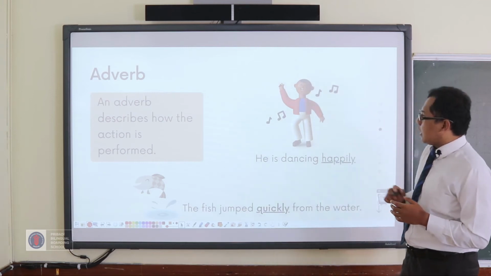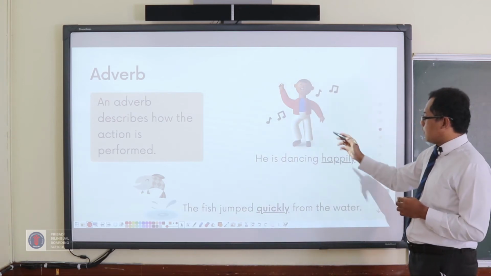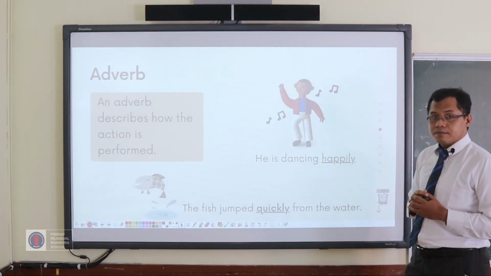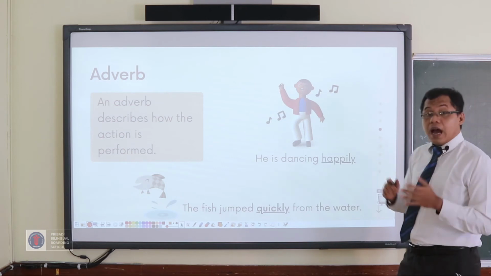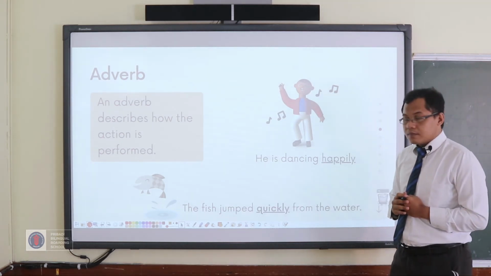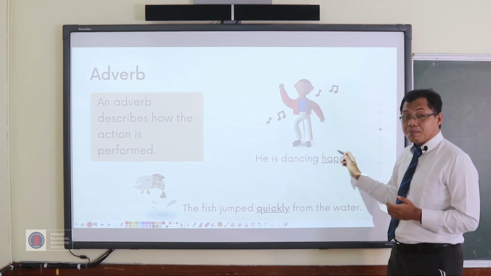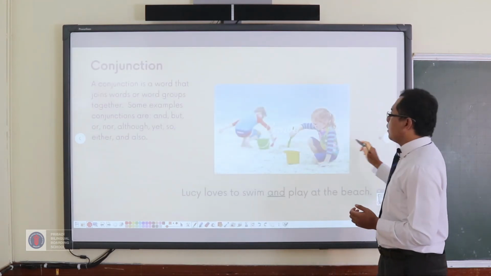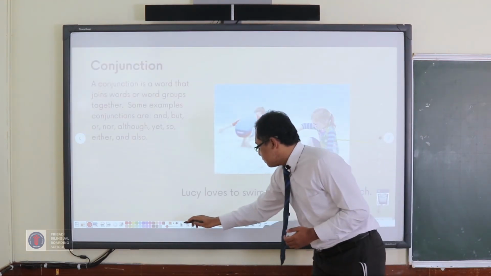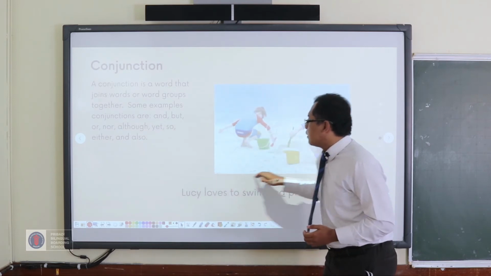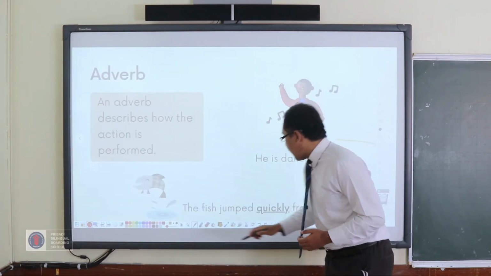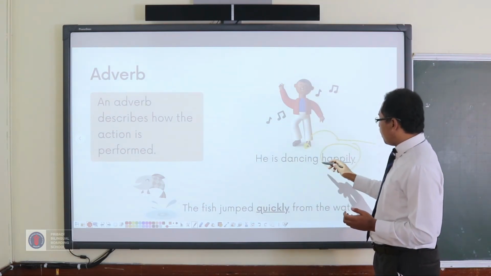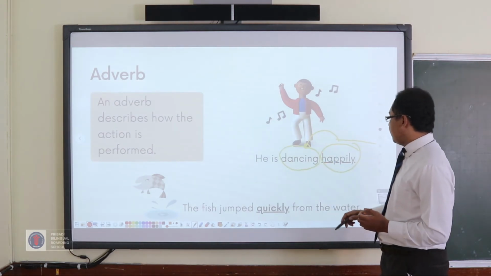Now, let's take a look at the picture here. So, look at the boy. What is the boy doing? Yeah, he's dancing. How is he dancing? Great, he's dancing happily. Yeah, so the word happily here shows how the boy is dancing, yeah?